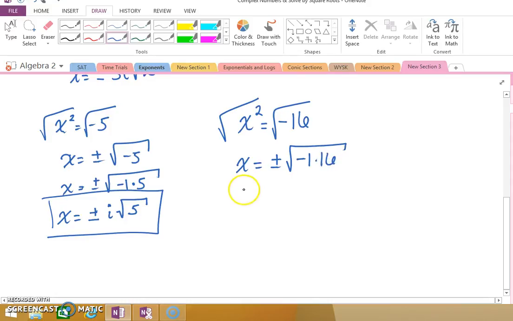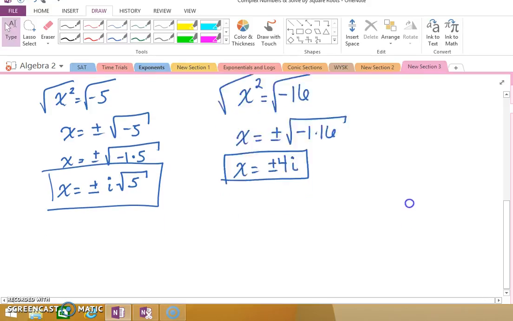Square root of negative 1 is i. And then square root of 16. Square root of 16 is 4. So that 4 is also going to come out, and our answer is going to be plus or minus 4i. So x is equal to plus or minus 4i.